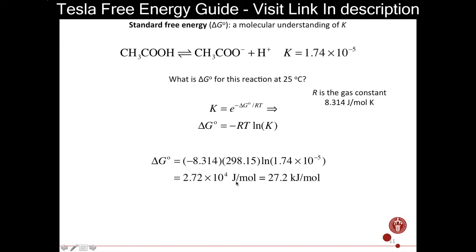This value is in joules per mole because the gas constant is in joules per mole. And so very often we convert this to kilojoules per mole, so we deal with more reasonably sized numbers. So in this case, 27.2.